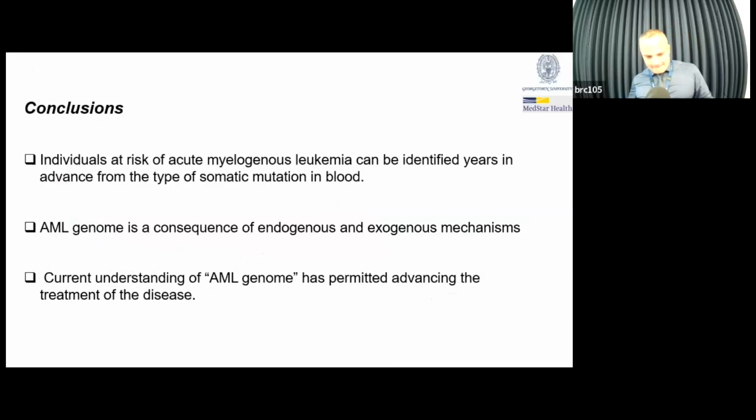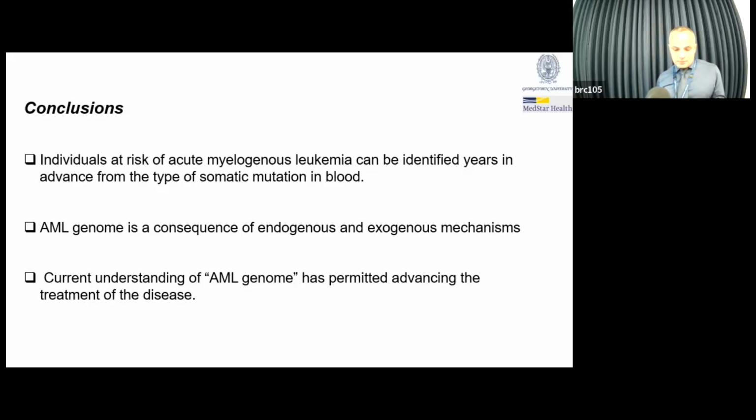Okay. Then let's move through a few conclusions. Individuals at risk for acute myeloid leukemia can be identified years, many years before, and it depends on the type of somatic mutation that can be collected from blood. The AML genome is a consequence of endogenous and exogenous mechanisms, right? Sometimes one, sometimes three mechanisms. Correct understanding of the AML genome has permitted advances in the treatment of the disease.